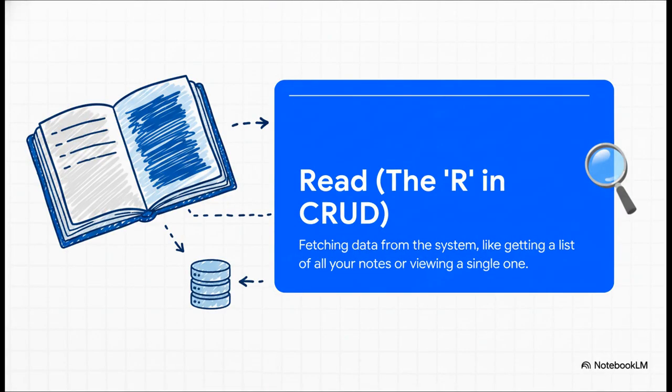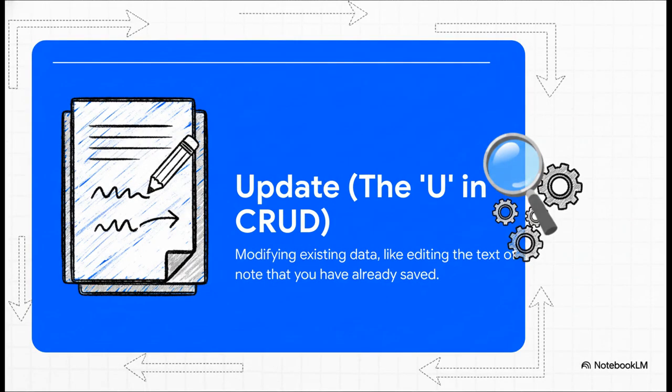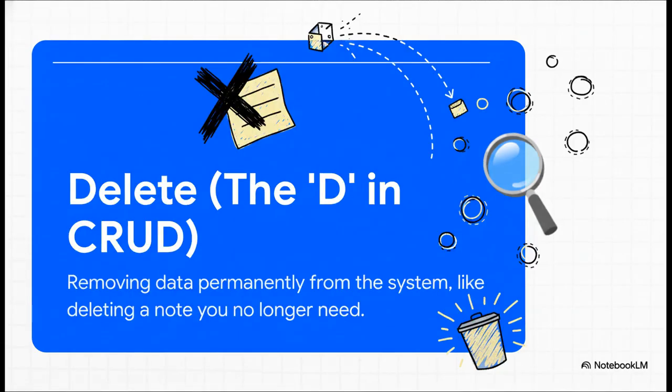Next, we have R for Read. This is just fetching data that's already there, like when you open your app to see the list of all your notes. Then there's U for Update. This is for changing stuff that already exists, like going back to fix a typo in a note you saved yesterday. And finally, D for Delete, getting rid of data for good. And here's the crazy part. Pretty much every feature in every app, from posting a photo to buying a movie ticket, is just some combination of these 4 simple operations.